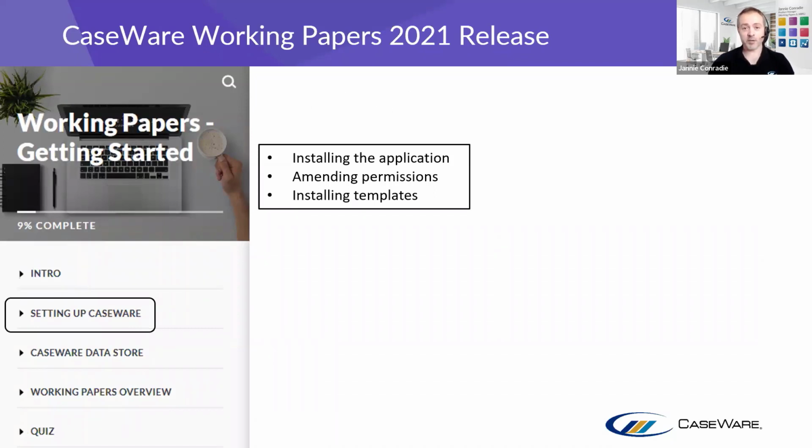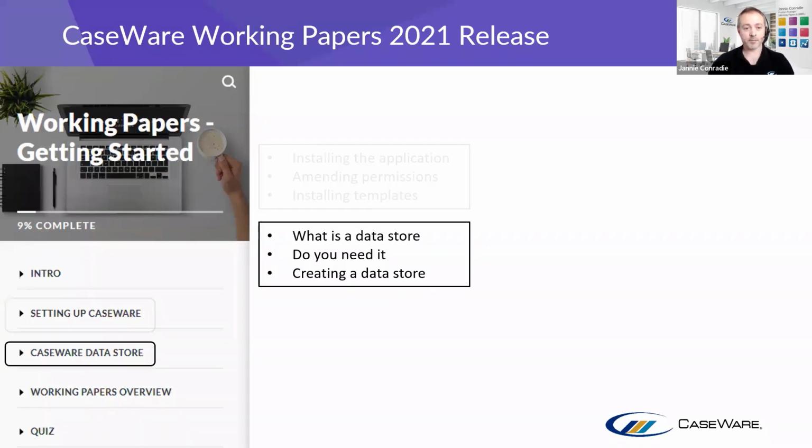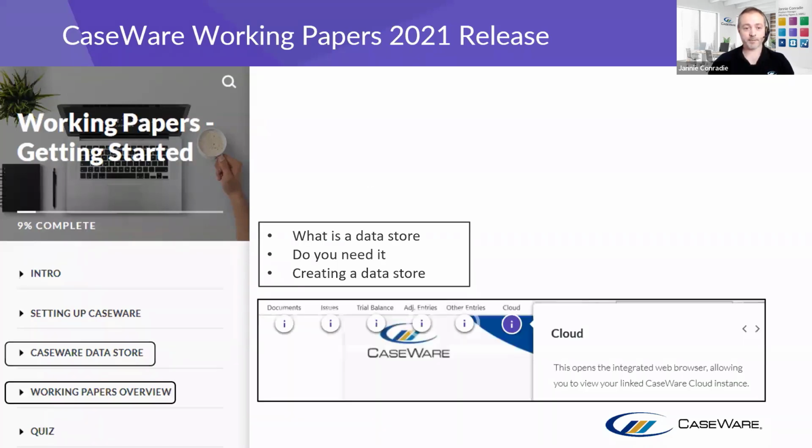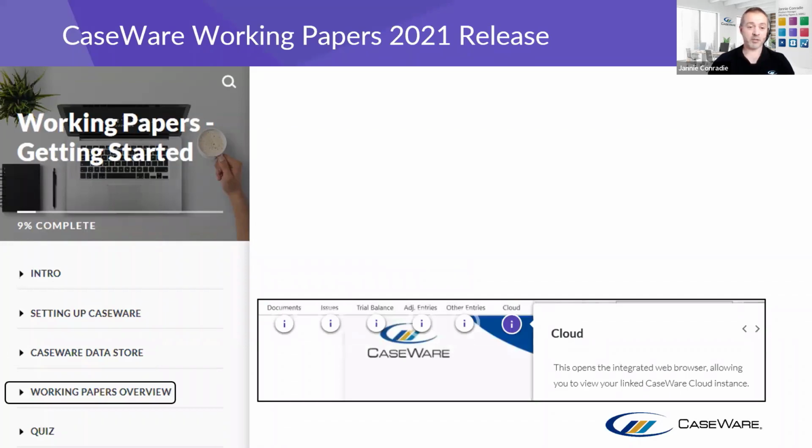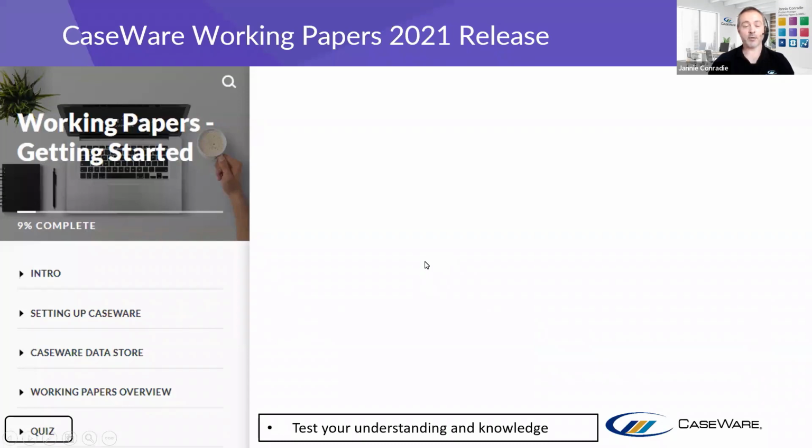Setting up Caseware, it will show you the installation of the application, sometimes with pictures, sometimes with an actual little movie clip for you. So it is quite easy. It talks about the Caseware data store if your firm is making use of that. Then a quick general overview of Working Papers. If your firm or corporate has new starters, it is worth letting them go through it. They can skip the installing parts, but this explanation of Working Papers is quite useful. And then we have a quiz at the end, just to test your knowledge on what you've done.